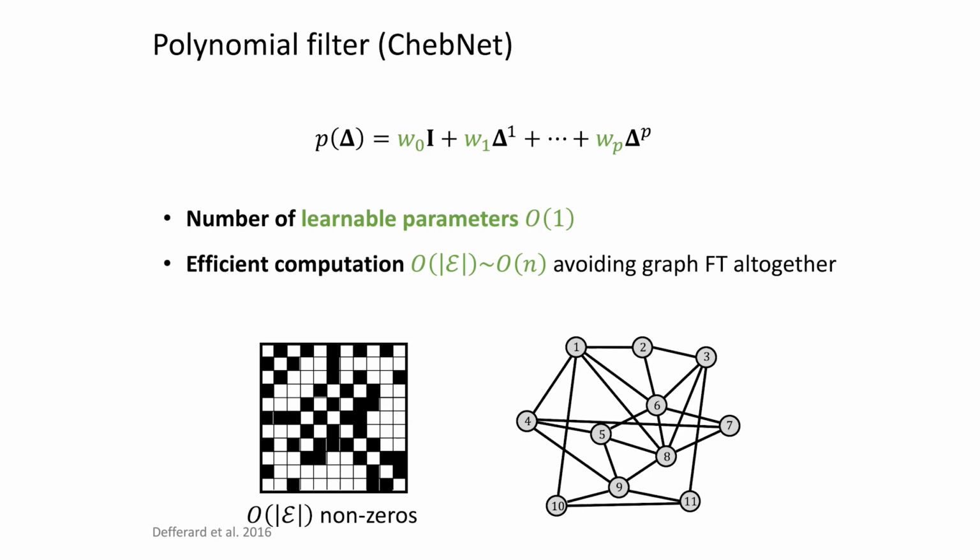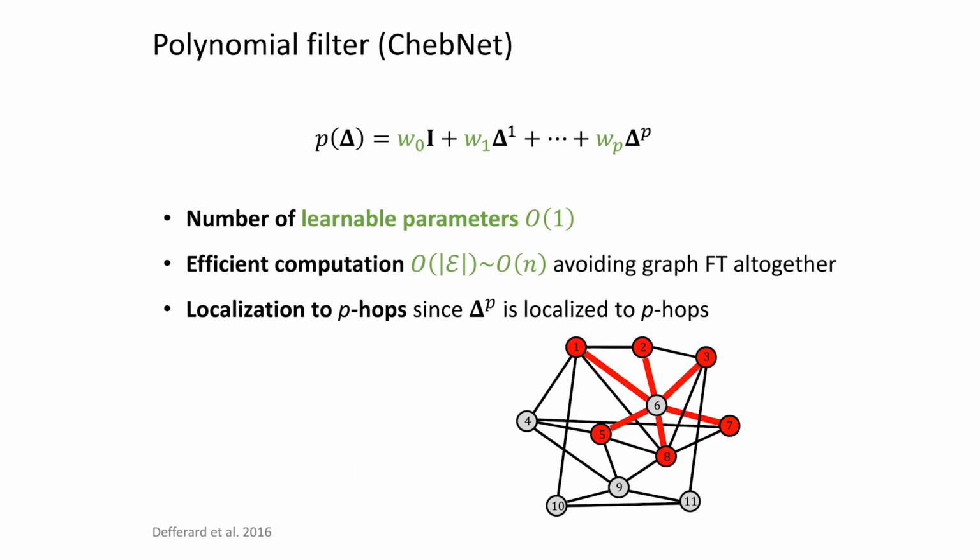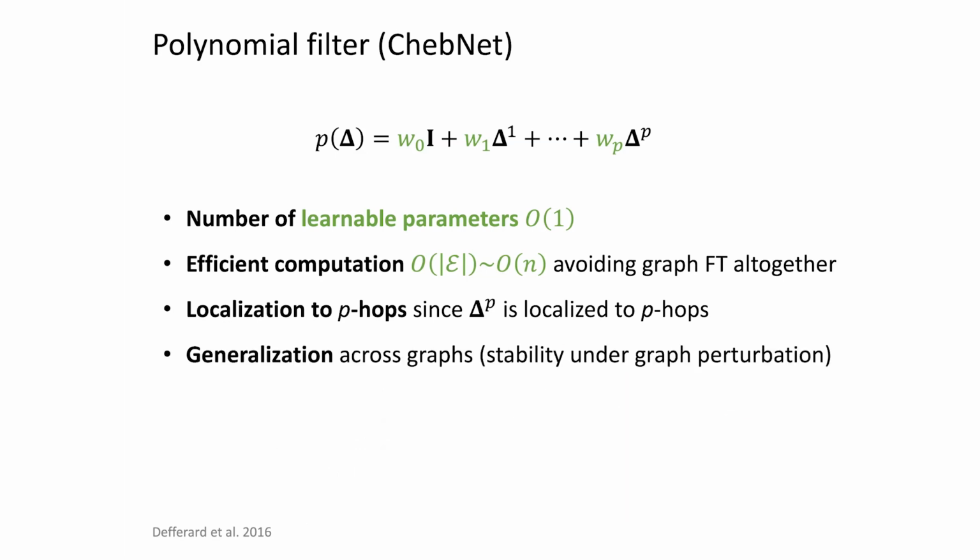So we don't need to do any eigendecomposition of the Laplacian. We just multiply by powers of the Laplacian. Another thing that we can guarantee is that the filters are localized. They're localized to p hops, and this is because the Laplacian works only on direct neighbors. So if I take the power p of the Laplacian, it will work on neighbors p times removed. So we can guarantee localization of the filters.